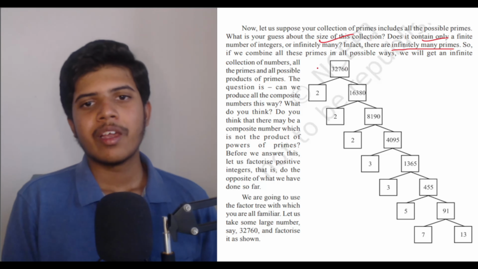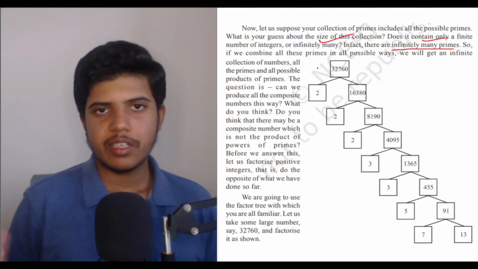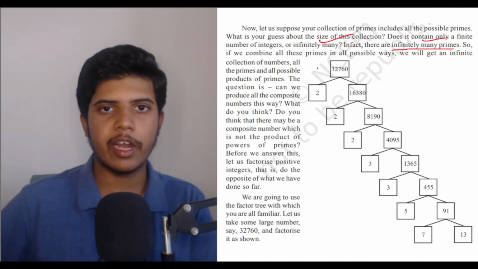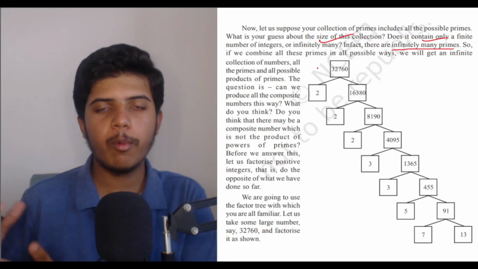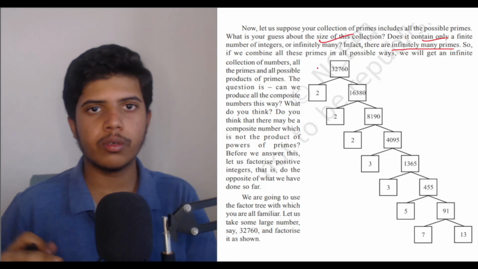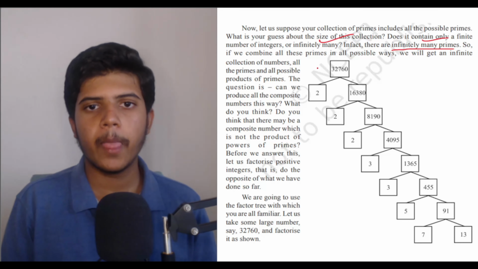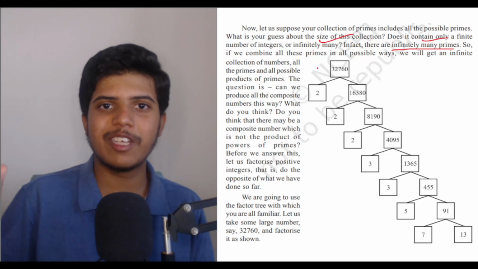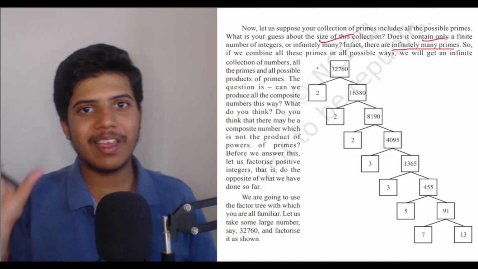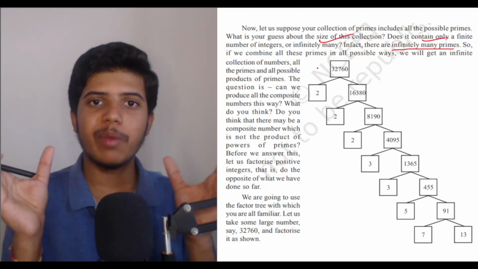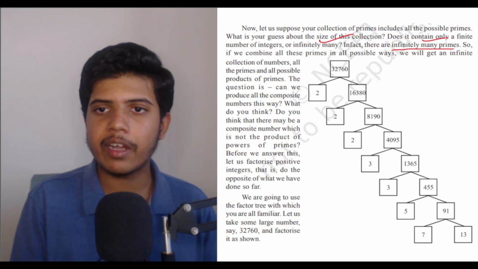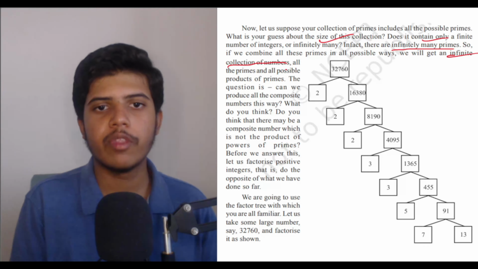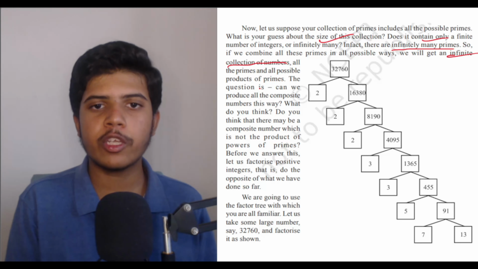If we combine all these primes, there's no ending point, no end limit. All possible primes can go up to infinity, so you will get infinitely many primes. If we combine all these primes in all possible ways, and all possible ways means infinitely many ways, then you will get an infinite collection of numbers: all the primes and all possible products of primes.